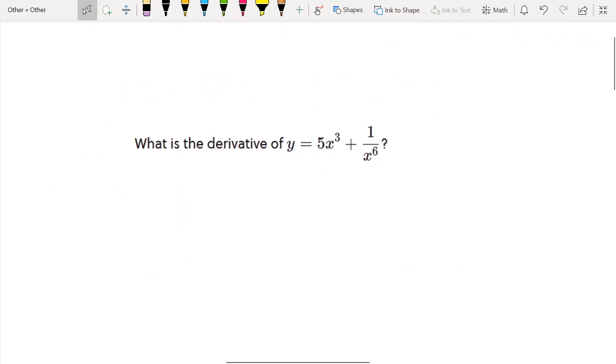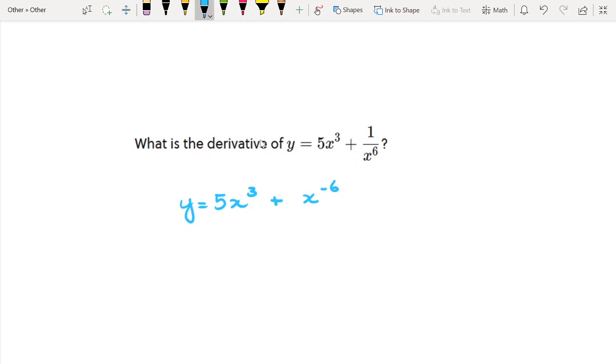What is the derivative of y equals 5x cubed, as we did there, plus 1 over x to the 6th? First thing is that we can't have any fractions. We should always rewrite it as a power of x. So let's rewrite this as y equals 5x cubed, that's all fine there, plus, using our power rules, x to the minus 6. It's a reciprocal if you put a minus there. So now this is the function that I want to differentiate.